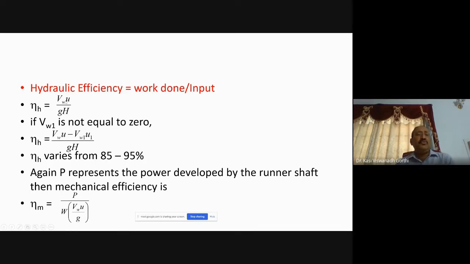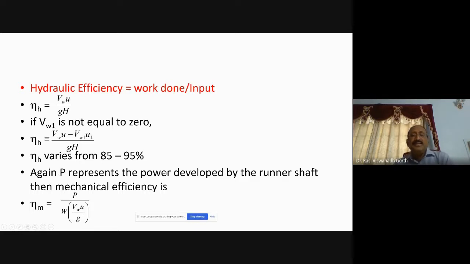So VWU by G into H is the hydraulic efficiency. If in case of any other type of reaction turbine other than modern Francis turbine, there is a possibility that the value of beta need not necessarily be equal to 90 degrees. Then you have the hydraulic efficiency (VWU minus VW1 U1) by G into H, where the value of hydraulic efficiency may be between 85 to 95% for the value of beta being acute angle.